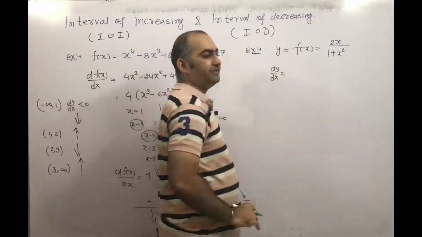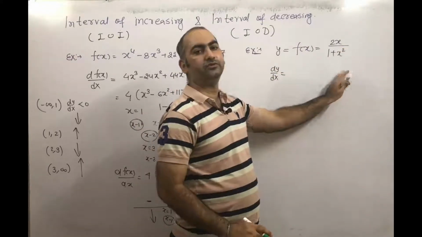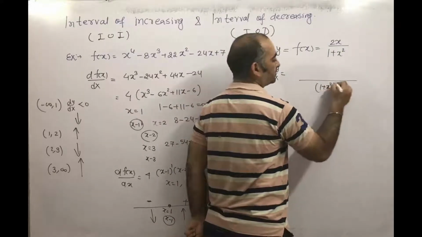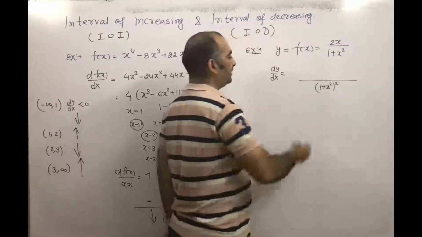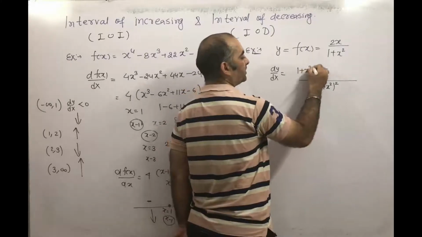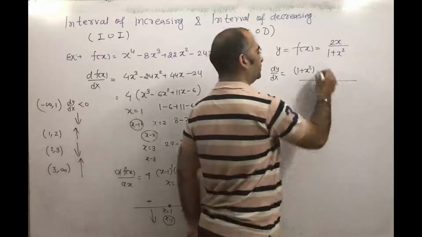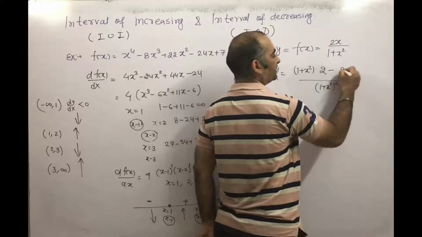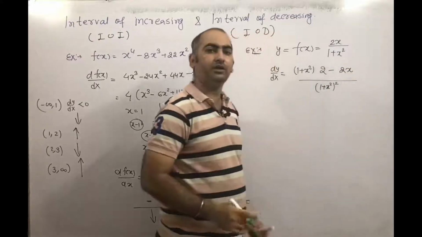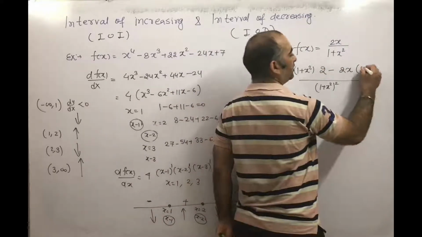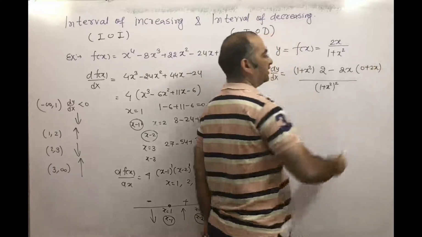Okay, so to differentiate this one, here we will use the u by v rule. So denominator whole square, (1 plus x square) whole square. Then the denominator is 1 plus x square, times the differentiation of the numerator 2x, so what will come? 2, minus 2x as it is, then we have to differentiate the denominator. So 1 plus x square if we differentiate, what will come? 1 differentiates to 0, x square differentiates to 2x, this will come.